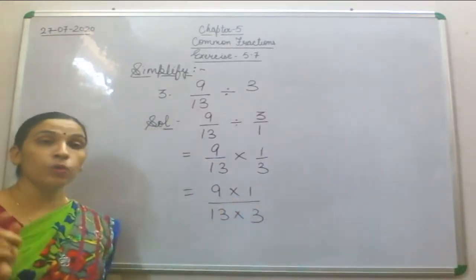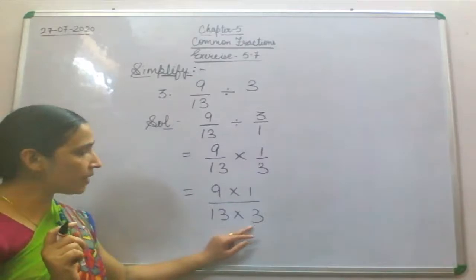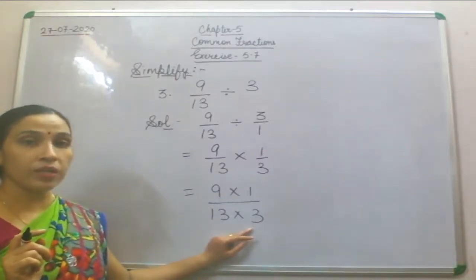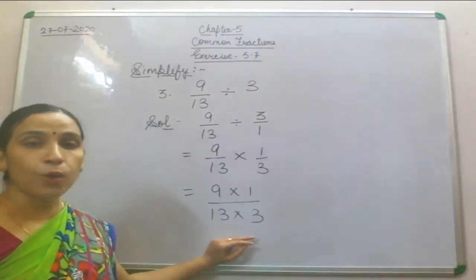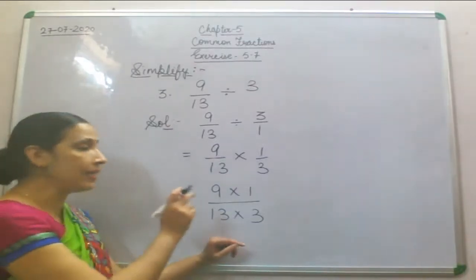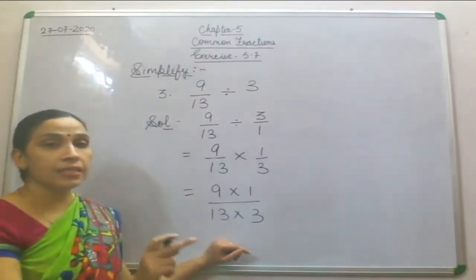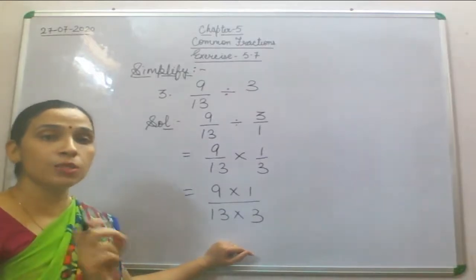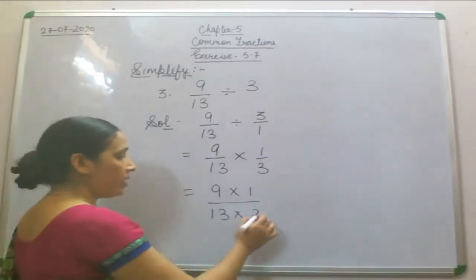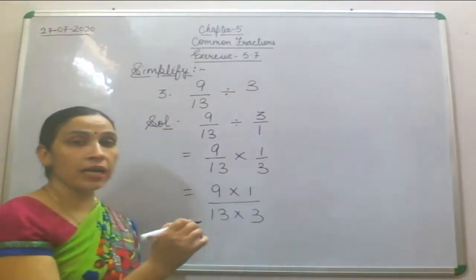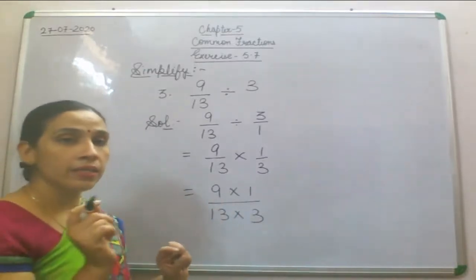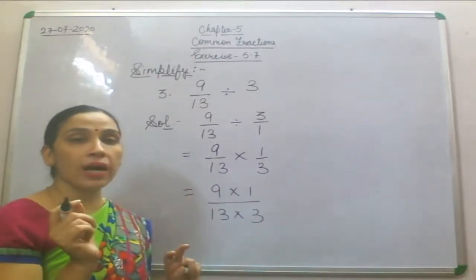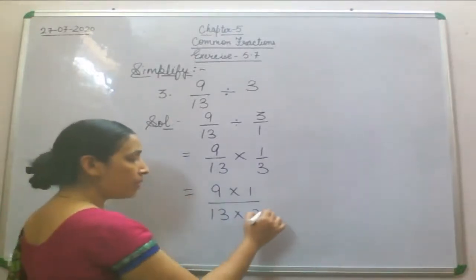Fine. Now one more thing we have to do. In multiplication, what were we doing? When we reach this step, we just find out if any denominator and any numerator has a common factor, that must be reduced over here. Now here you can find that 3 and 9 have a common factor, that is 3. So it can be reduced by 3.